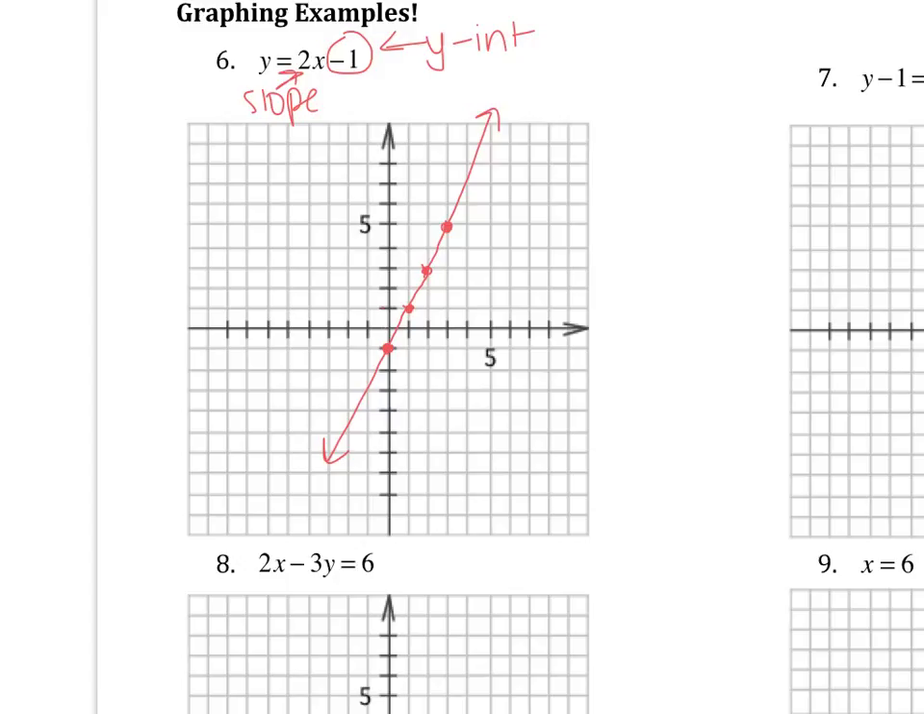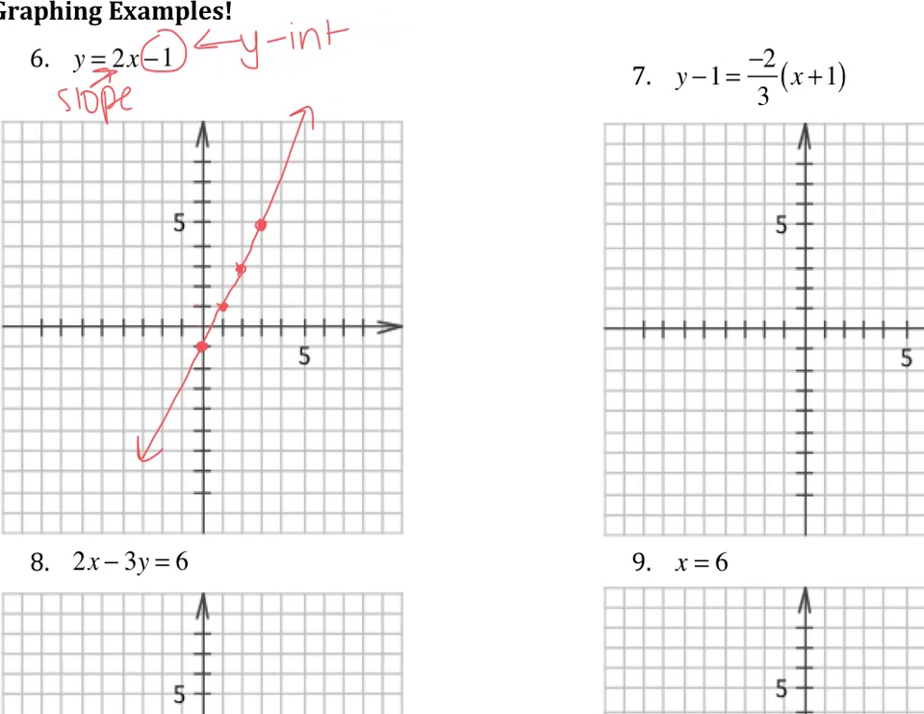I just like to do a mental check now. My slope is positive 2. Does this line have a positive slope? The answer is yes, because it's rising. So that's just a little bit of a mental check. So that one you should remember.